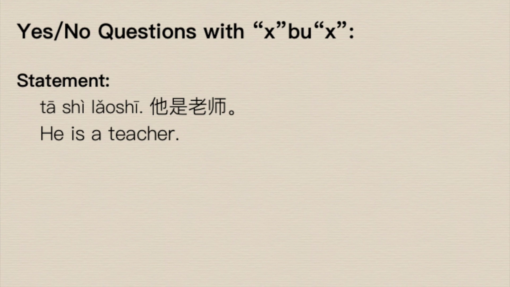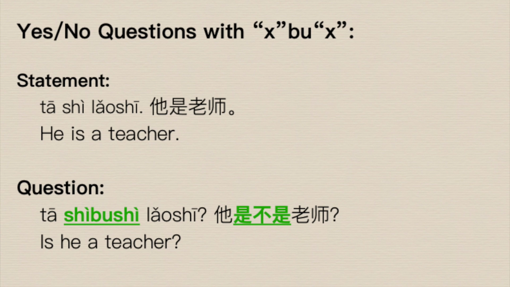他是老师. He is a teacher. The verb 是 is our verb for this sentence. So if we wanted to change this into a yes-no question, is he a teacher? We could take 是 and negate it. 不是. Put them right next to each other. We now have a question phrase, a yes-no question phrase. 是不是? 他是不是老师?